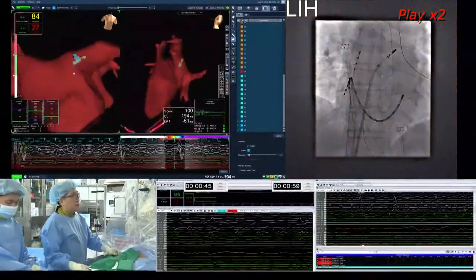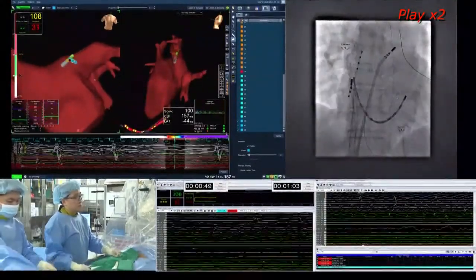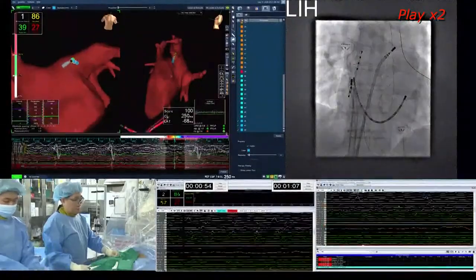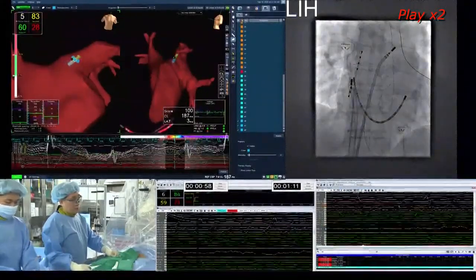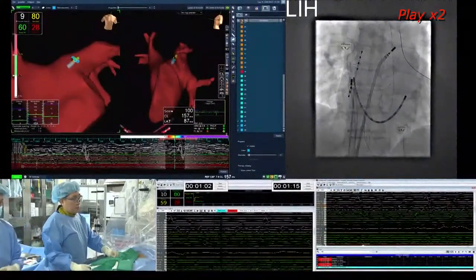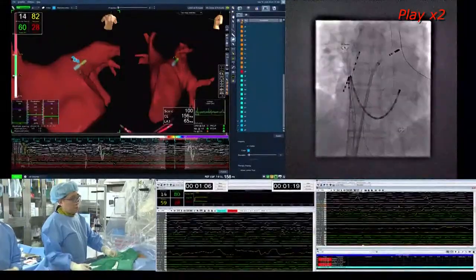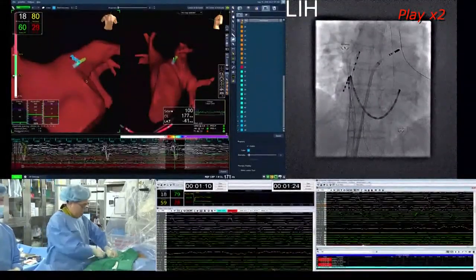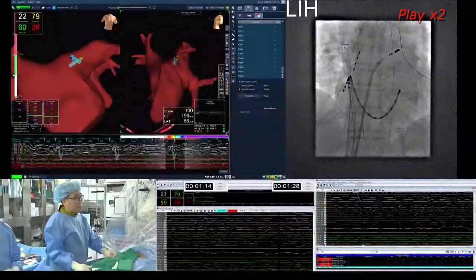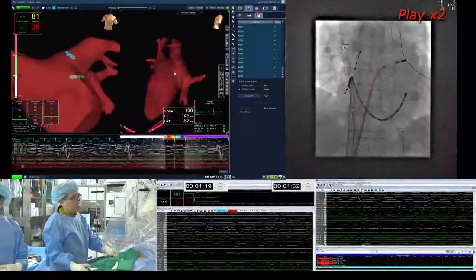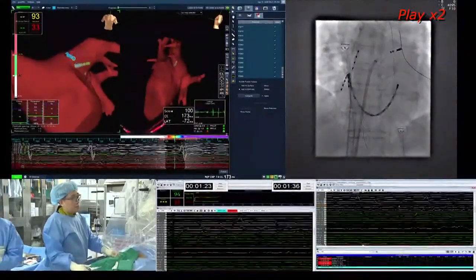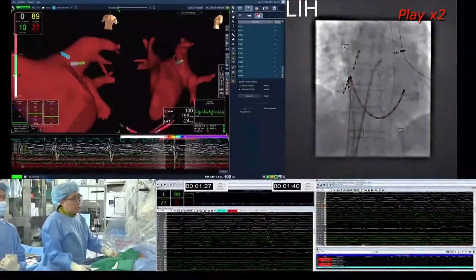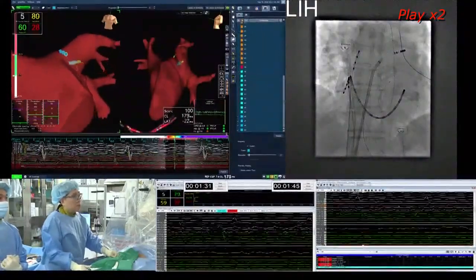As I told you during the explanation in the teaching video, the distance between the sheath tip and ablation tip is important. If it is too far away, the contact force is reduced. If it's too short, sometimes you make too high a temperature and risk of complication. So contact force is very important.